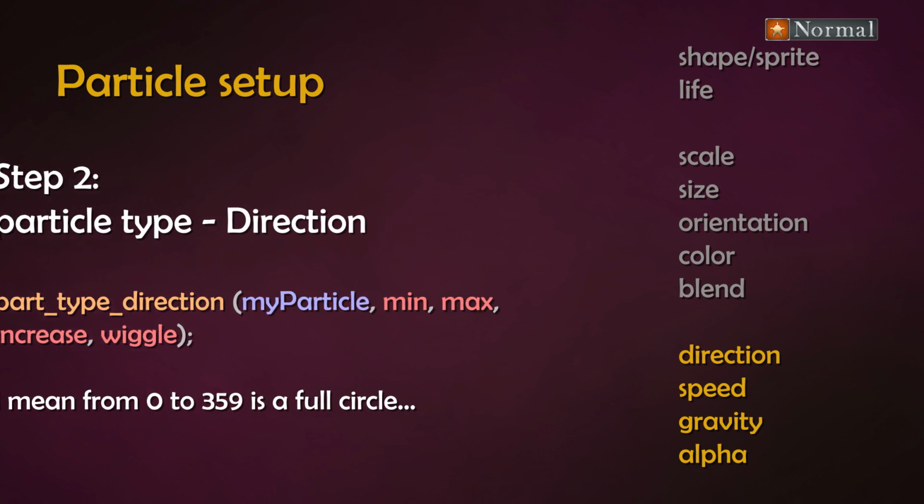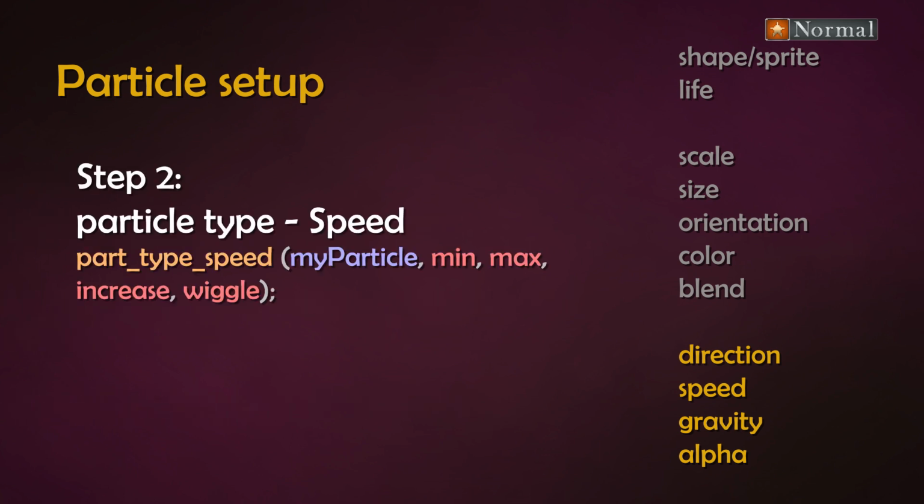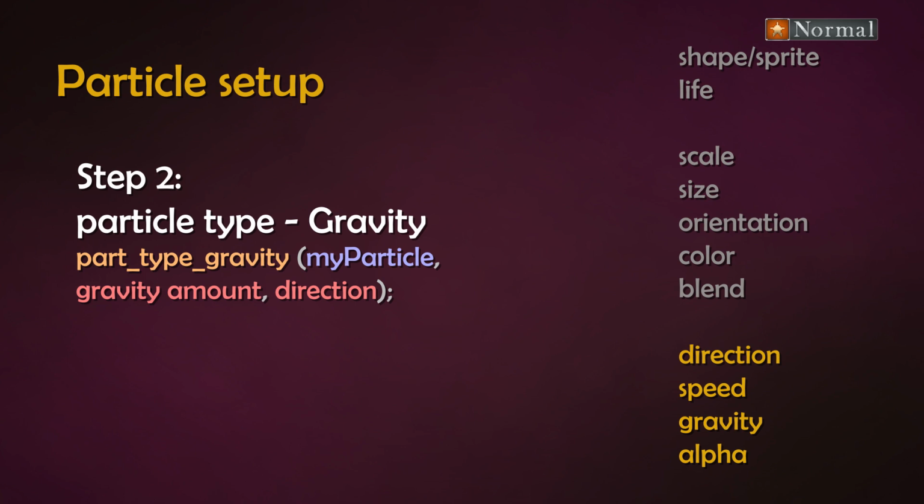And last thing, wiggle. Part type speed. Again, min-max start values and an increase or decrease. And the wiggle. Skip on this one. Gravity. Basically, it is an extra counterforce with an amount and a direction. Direction is most of the time 270, which is downwards. We are done with this setup.